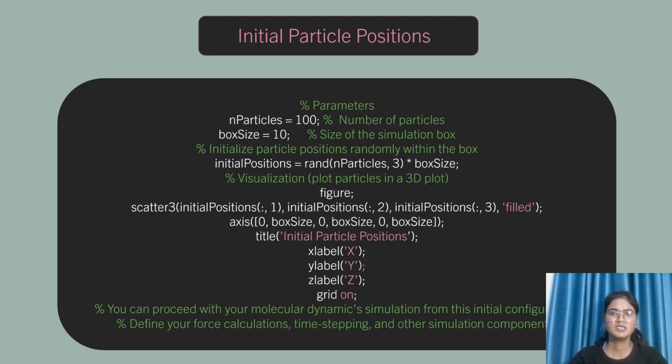So now this is the code for the initial particle positions. Here are some parameters I used when writing this code. N particle is 100, the number of particles. Box size equals 100, the size of the simulation box. It is the initial position of random particles in 3D within the box size, which covers the whole box. This is some XYZ labeling, and you can directly copy this code into MATLAB.